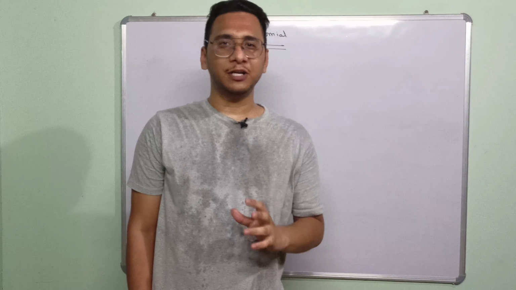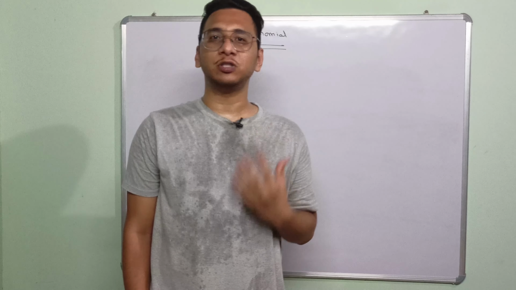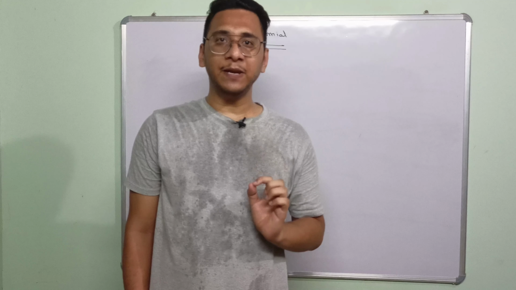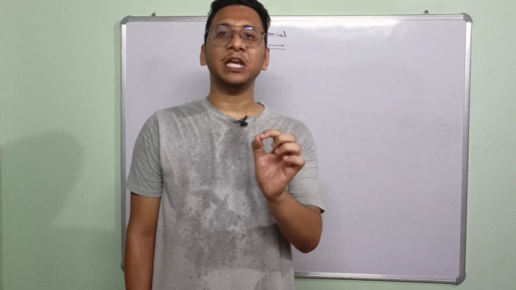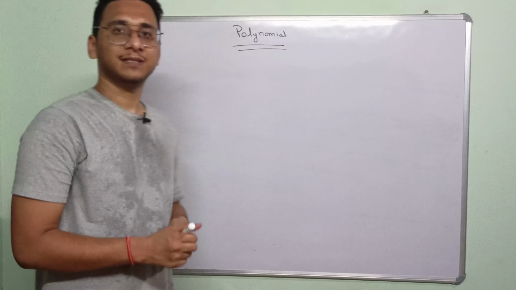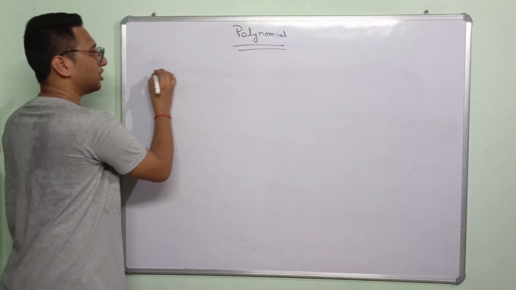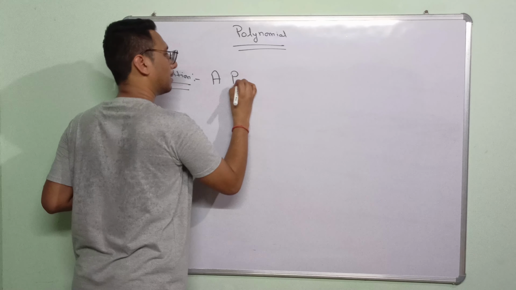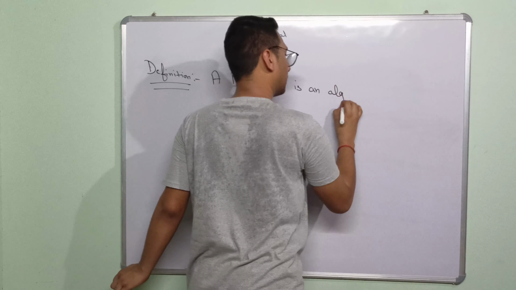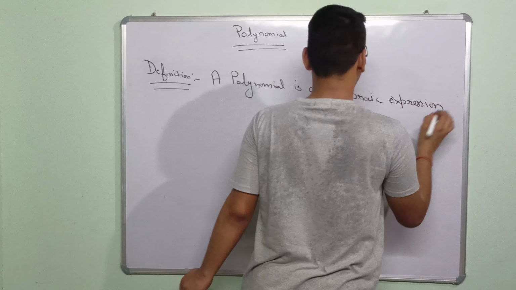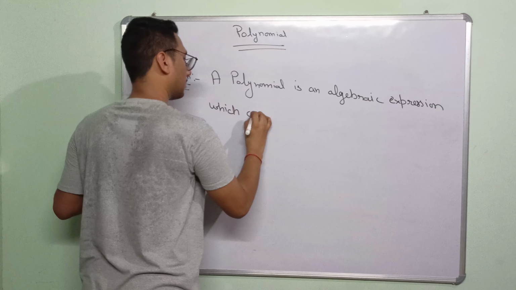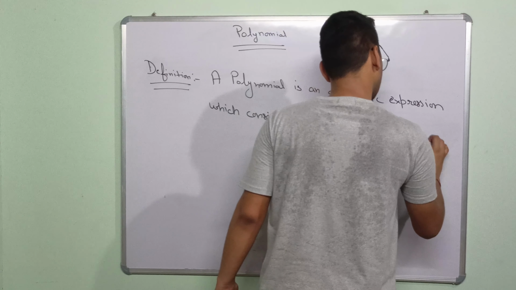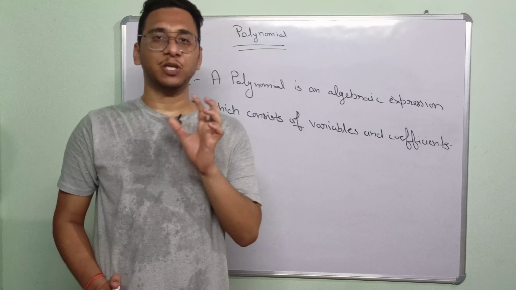So now you are going to understand why I have explained the concept of algebraic expression. Because the polynomial is an algebraic expression which consists of variable and coefficients. See, I am writing the definition here. In polynomial, algebraic operations, addition, multiplication, subtraction are going to be used with variable and coefficient.